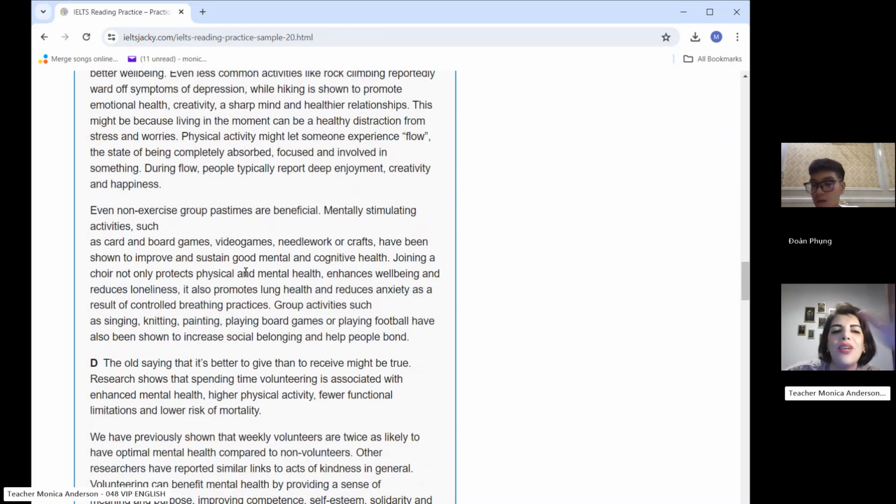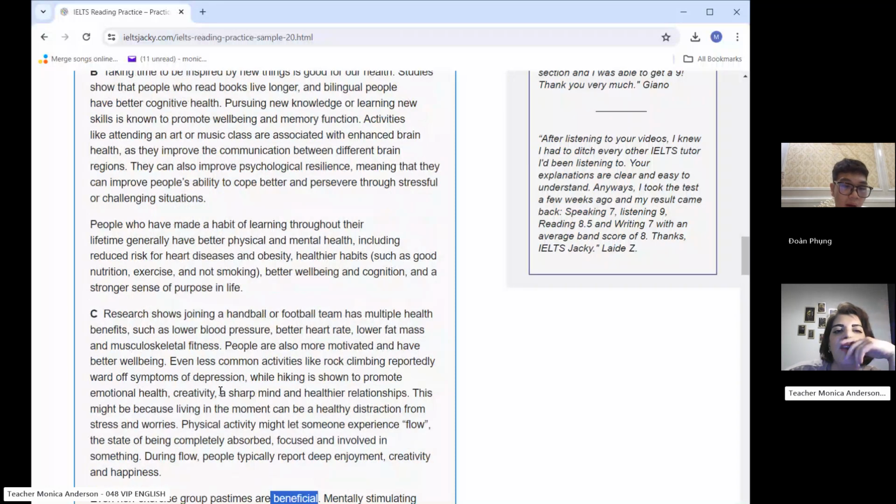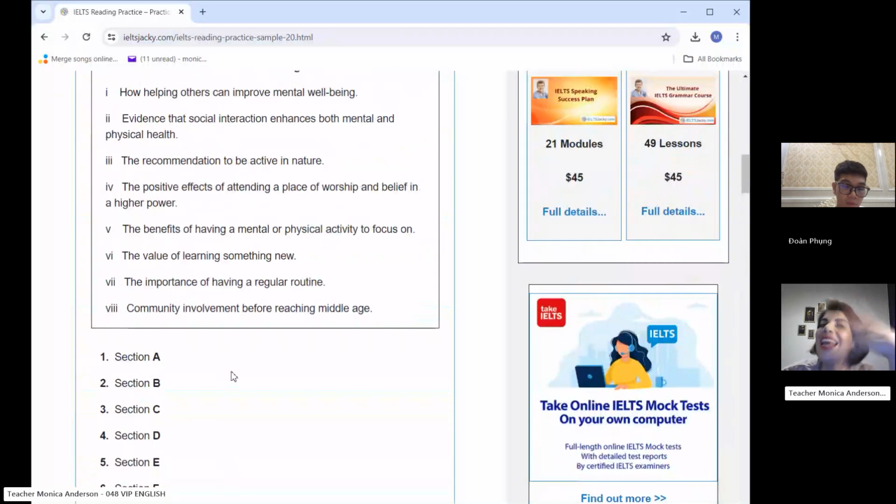Okay, let's check. Just underline. Okay, so it's about... Let's have a look. Which one can you guess? Then you can check if you're right or not. So which one?